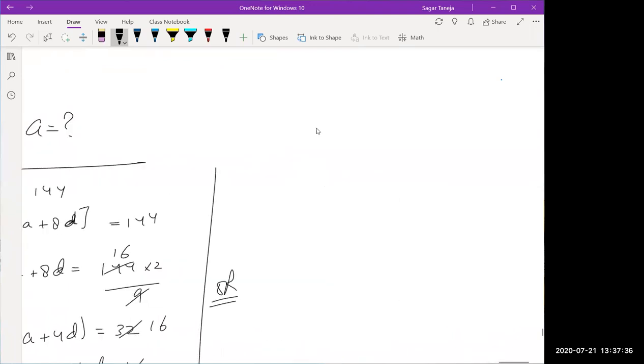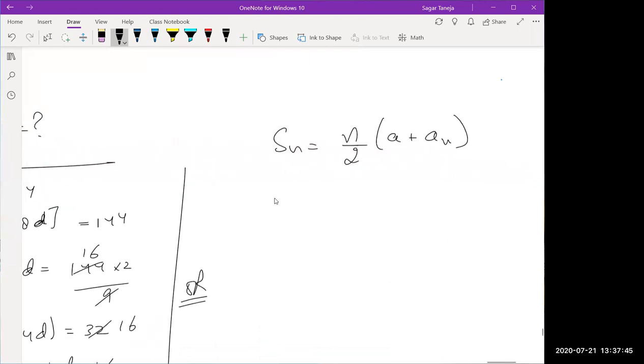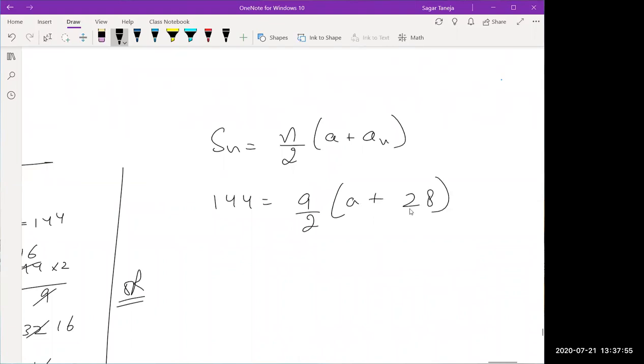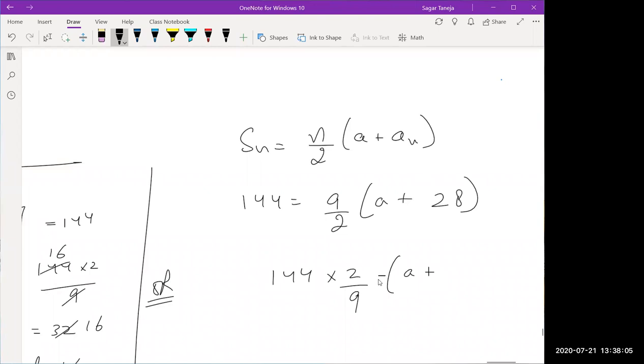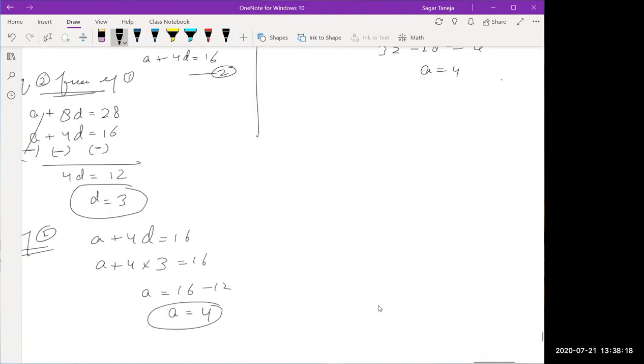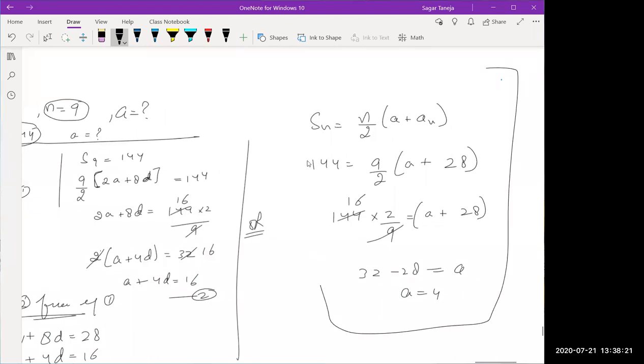Now the other formula of Sn is n by 2 into a plus an. Sn is given, 144, where n is given, 9, and a we don't know, and the last term is given, 28. And with this we'll get the answer here only. This is the formula. But okay, cut this. 16, 32 minus 28 is equal to a, and the value of a is 4. That's much only if you're using this formula.